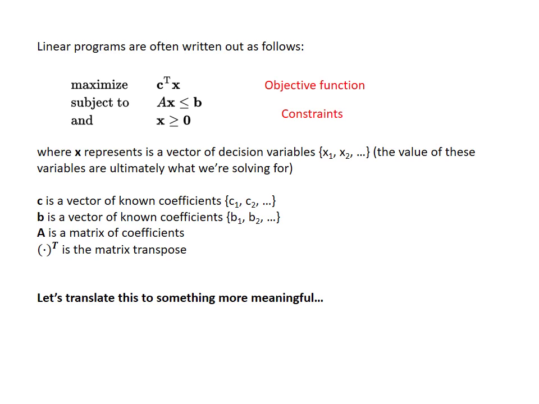So every decision variable x here, you're saying it has to be greater than or equal to 0, so you can't produce a negative amount of something. So let's unpack this formal structure in a more intuitive way.